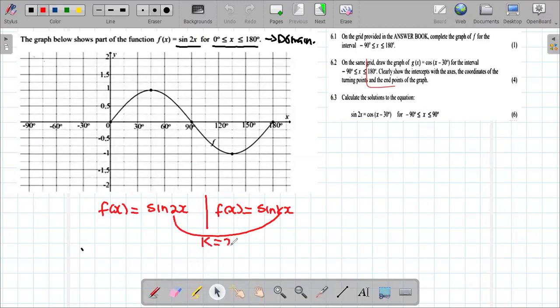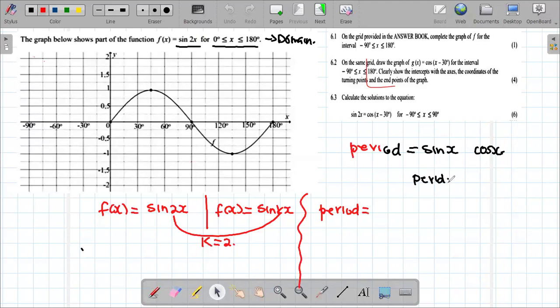k equals 2. So the first thing that I'm going to do is to look at the period. Before you can go to the question, look at the period. What is the period? The period for the normal sine graph, without the ratio of the period: when I look at the period of sine x or cos x, what will be the period? It is 360. That's the period of the sine and cos graphs.